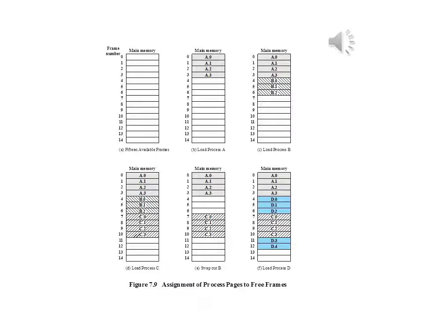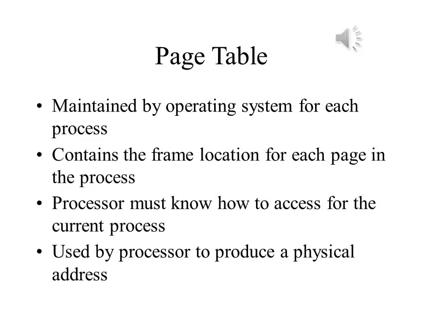Does that prevent the operating system from loading D? The answer is no, because we can once again use the concept of logical address. A simple base address register will no longer suffice. Rather, the operating system maintains a page table for each process. The page table shows the frame location for each page of the process.